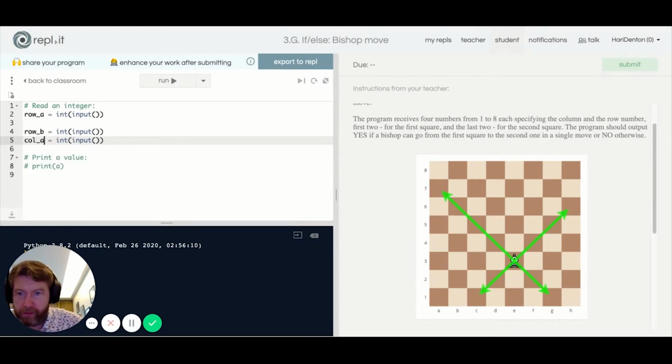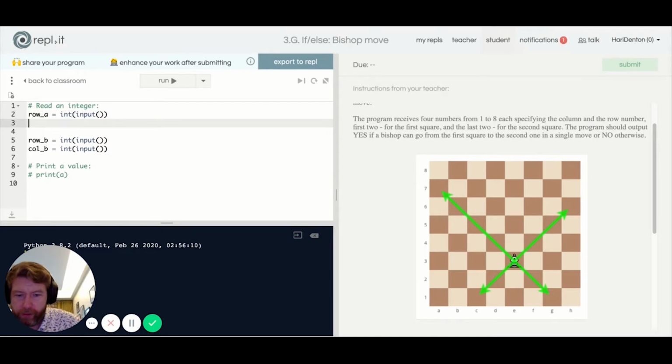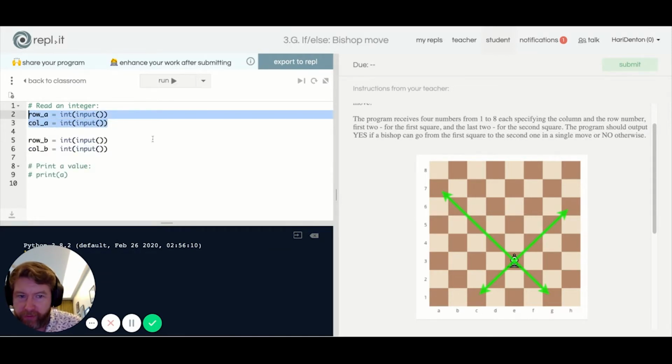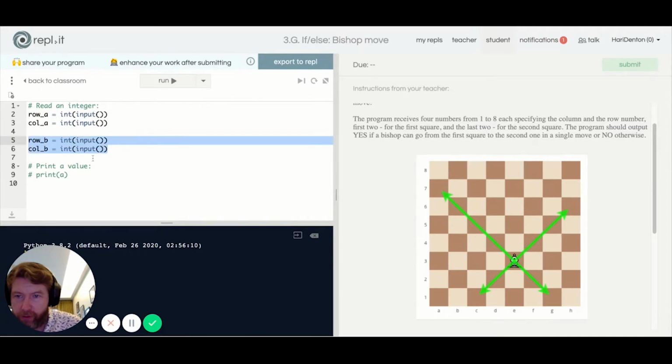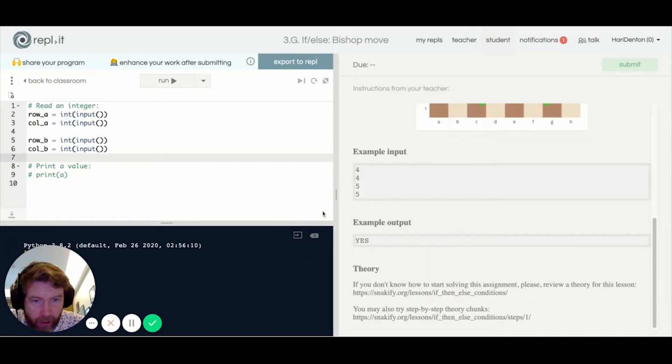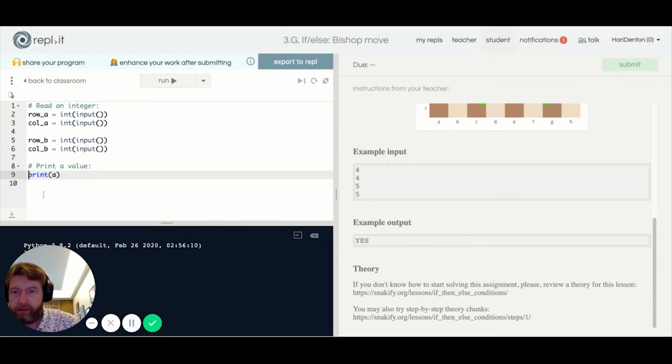So this is all about coordinates, basically. You need to see the difference between the first and second sets of coordinates. This is the row and the column of the first position, and this is the row and column of the second position. Basically, if it's a valid move, we need to put in yes, else we need to print no.